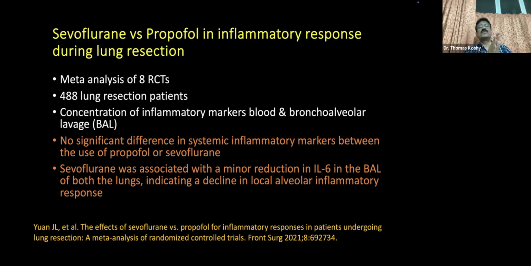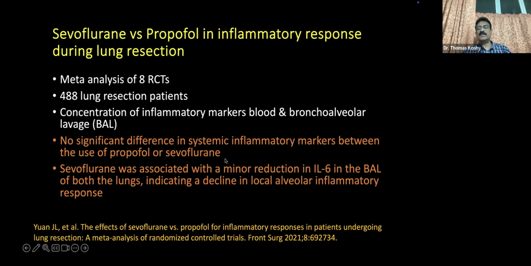Which one to use, sevoflurane versus propofol, in the inflammatory response during lung resection? This is a meta-analysis of 8 randomized control trials, and they studied around 500 lung resection patients. They measured the inflammatory markers in the blood to see the systemic inflammatory response, and also studied the bronchoalveolar lavage to find out the local inflammatory response.